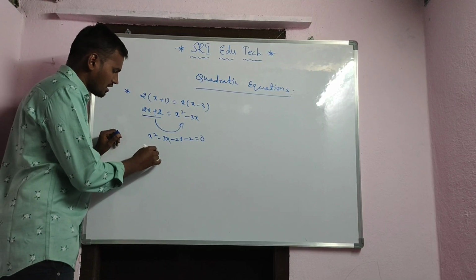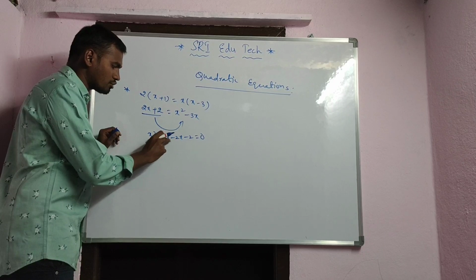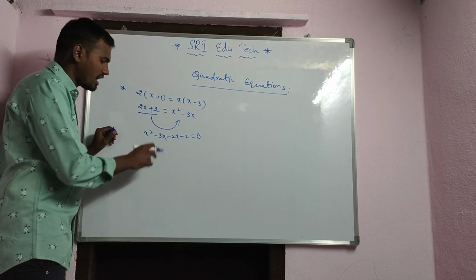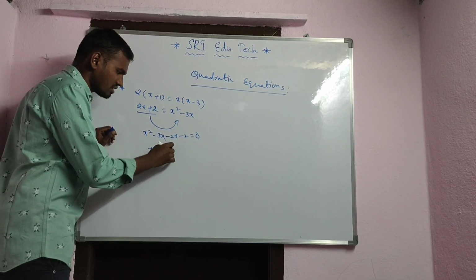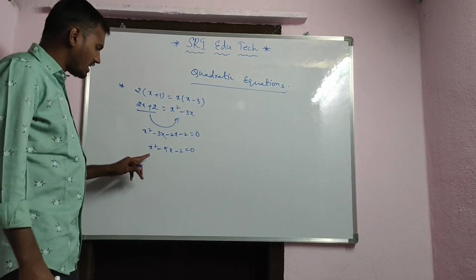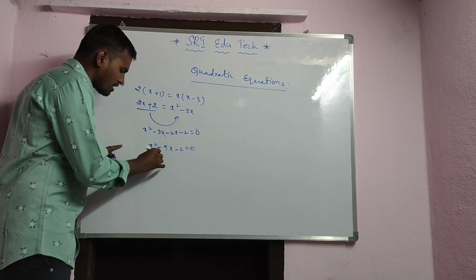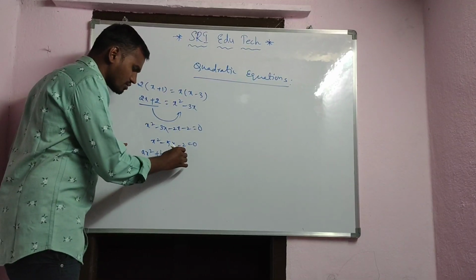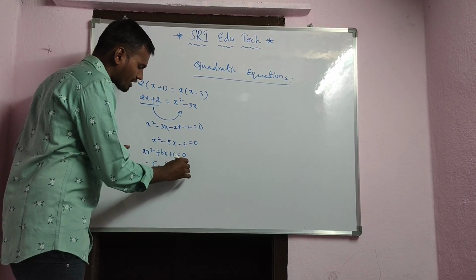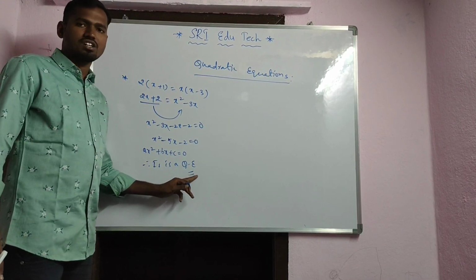So x², then −3x − 2x. Whenever you have two minus symbols, we have to add, but the symbol is negative. 3x + 2x is 5x. Then −2 = 0. So x² − 5x − 2 = 0. See here, it is in the form of ax² + bx + c = 0. Therefore, it is a quadratic equation.